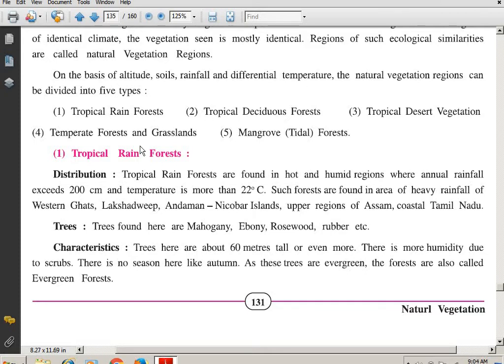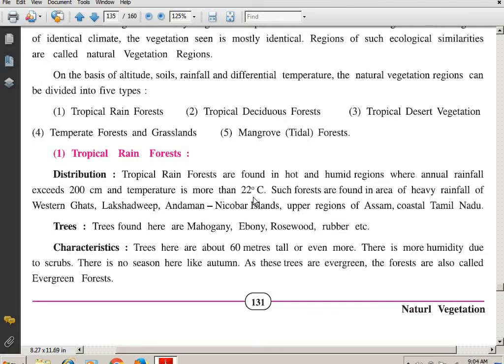The tropical rainforests, how they have been distributed, the distribution. Tropical rainforests are found in hot and humid regions. Underline that. These tropical rainforests, where are they found, students? They are found in hot and humid regions. The places where there is a lot of humidity as well as the temperature is very hot, where annual rainfall exceeds 200 centimeter and temperature is more than 22 degrees Celsius.